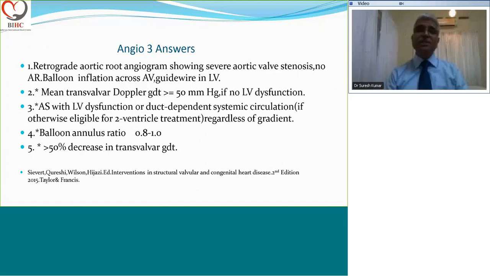And your balloon annulus ratio is just less than 1, 0.8 to 1. And in a neonate, a 50% decrease in transvalvular gradient should be acceptable. That should be considered a good outcome, because if you try for more, you end up having severe aortic regurgitation. Okay? And moving to the next one.